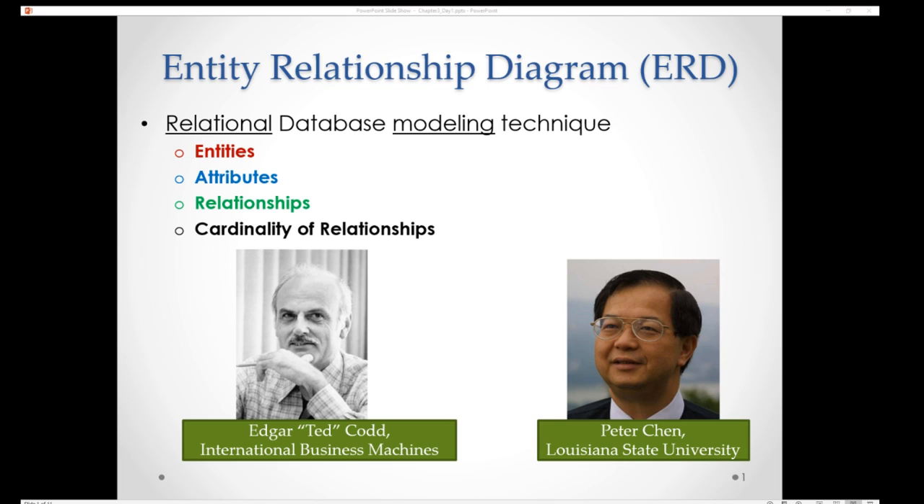We talked about the importance of the components of a mini world and described different database schemas. Today we're going to formally introduce the concept of a construct in a schema. The four key components of an entity relationship diagram are the entities, attributes, relationships, and the cardinality of the relationships.